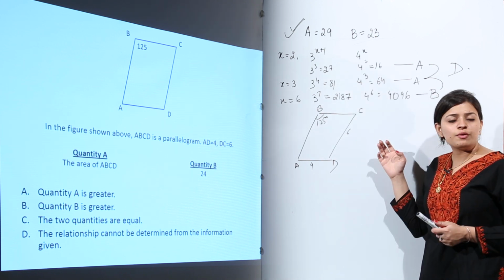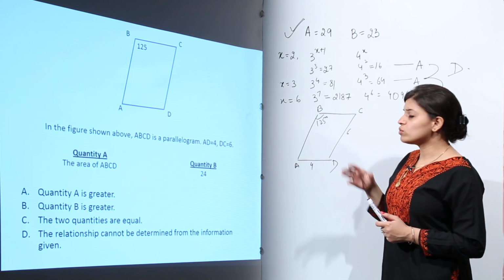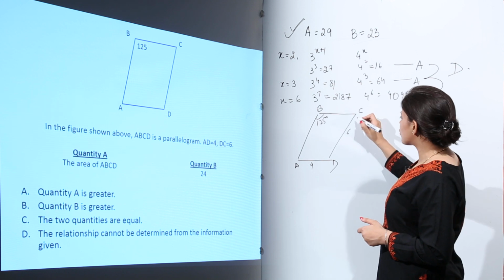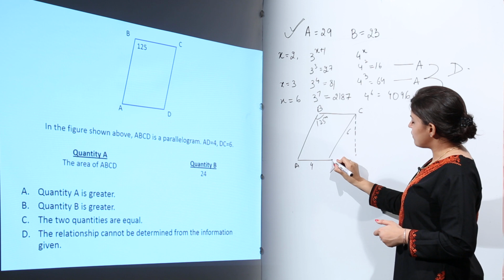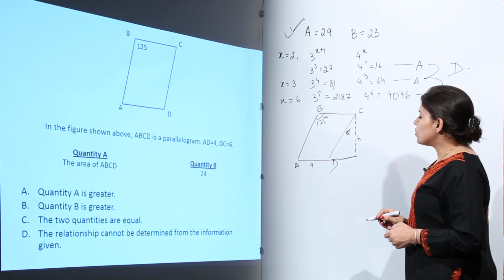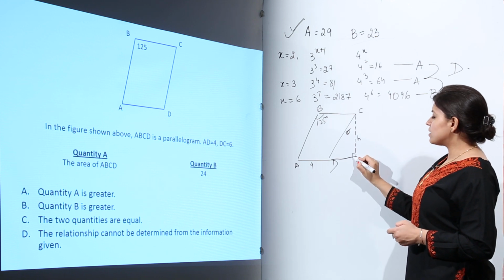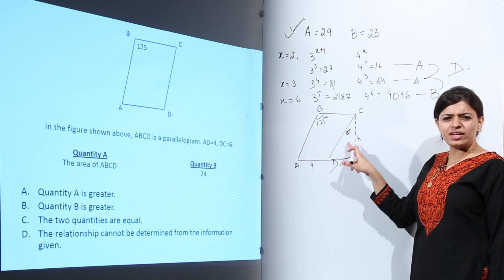So now what is the area of a parallelogram? The area of a parallelogram is base into height. Because we do not know the height, by using Pythagoras theorem, the height will be somewhat this. If we construct the height, this will be the height. We all know that from this right angle triangle, the length of hypotenuse being greatest, the height will be some value less than 6.